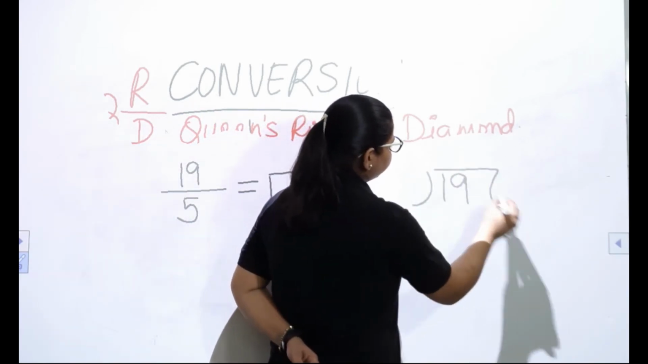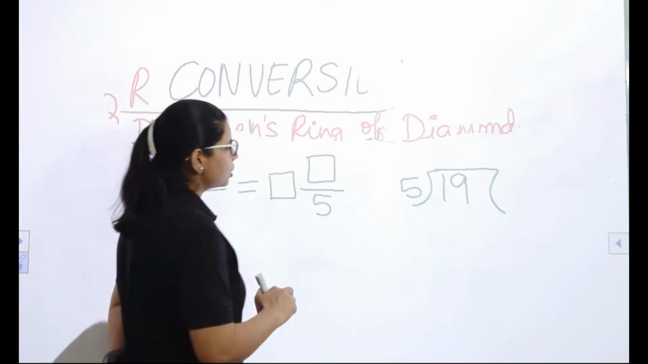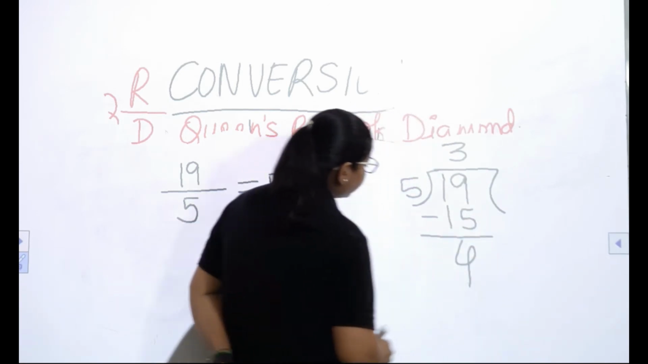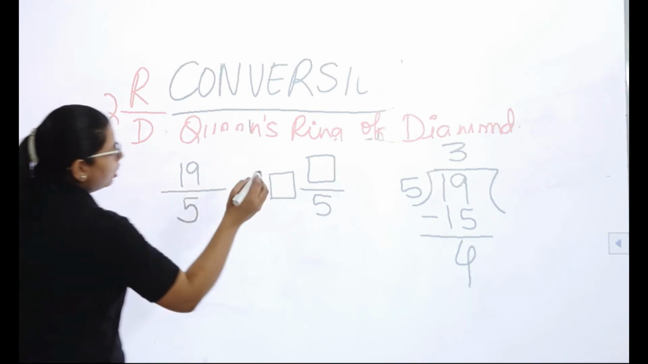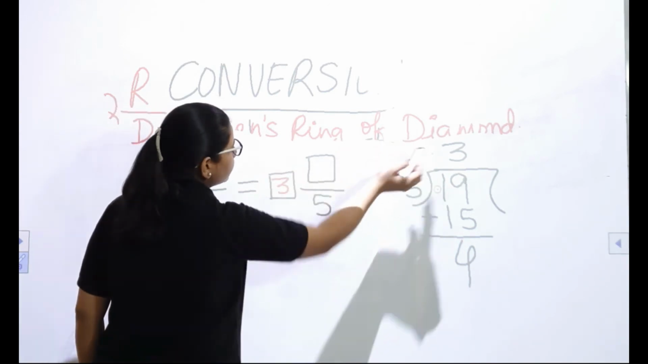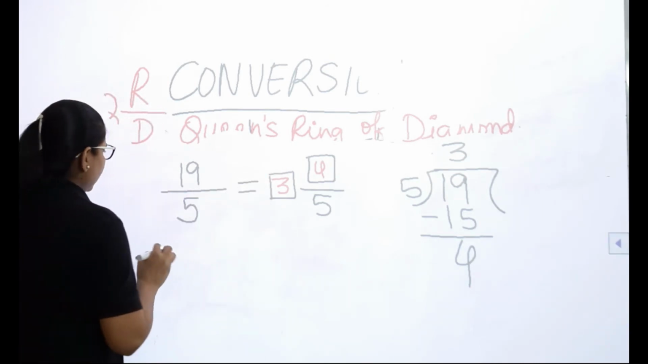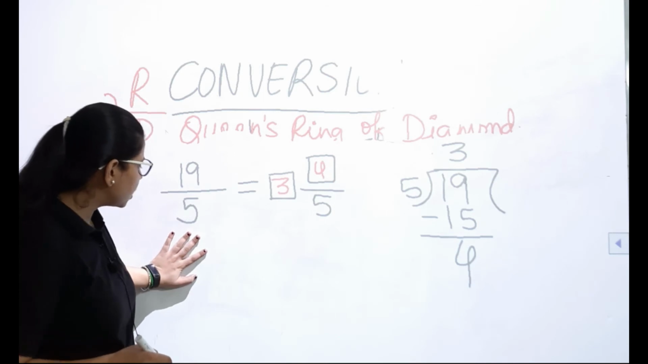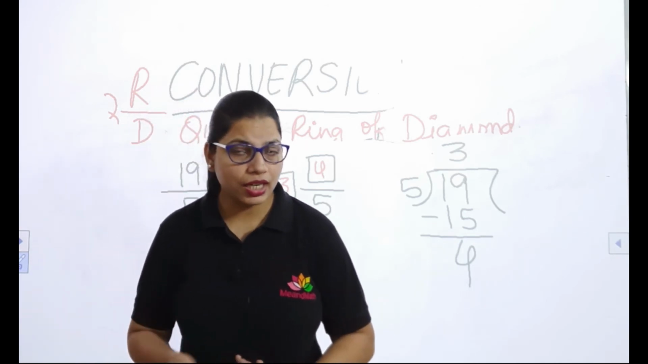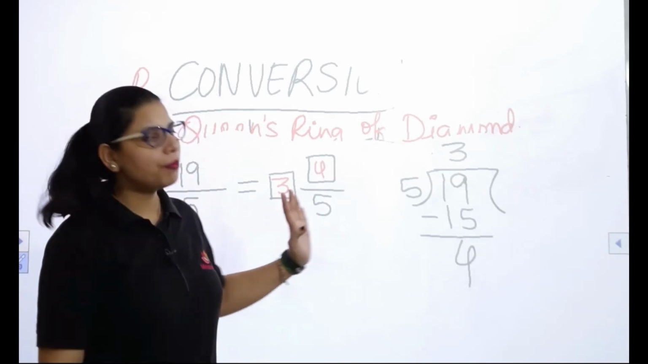19 divided by 5: 5 ones are 5, 5 twos are 10, 5 threes are 15, 5 fours are 20. No, 5 threes are 15. Subtract, you will get 4, right? So we will place 3 here, the quotient, above, and this is the remainder, which is remaining. So 4 here. Now, this is the improper fraction. This is the mixed fraction. So the process of division, finding the quotient and remainder and putting them in particular places, is called conversion from improper to mixed.